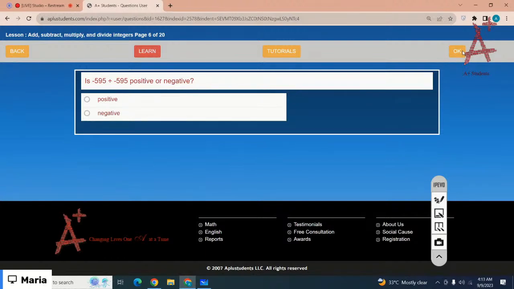Is negative 595 divided by negative 595 positive or negative? So both the numbers are negative, right? When you are dividing two negative numbers, the answer must be positive, right?